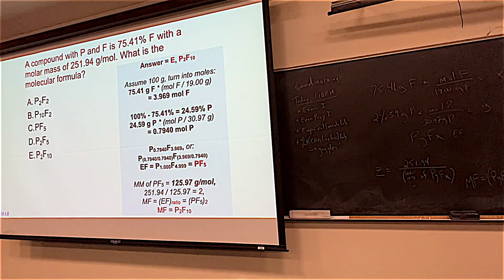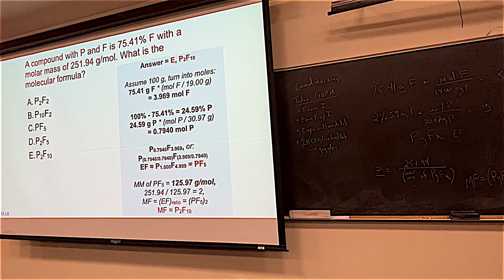If you put this all in, here's the math. So 75.41 grams of fluorine to moles gave you this number right here. 100% minus this is where 24.59% came from. Turn that to grams to moles, 0.7940. So this is a formula, but it's ugly. So divide both of them by the smaller number. So 0.794 is smaller than the phosphorus mole, so we'll divide them both.